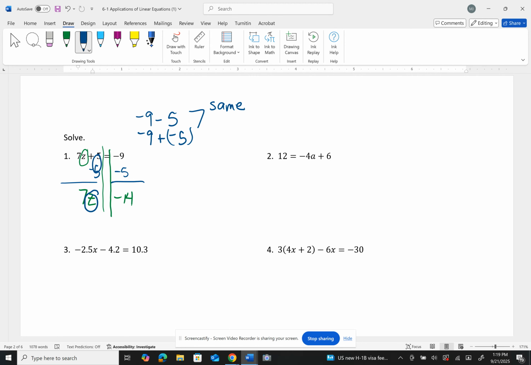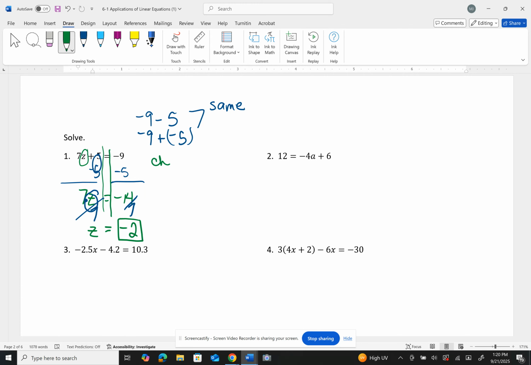So there's a 7 that I need to get rid of, and it's being currently multiplied by z. So to get rid of it, I'm going to divide by 7, and if I do that on one side, I have to do that on the other. So on the left side, when I do that, I'm left with just my variable by itself, and on the right side, I have negative 2. Okay?